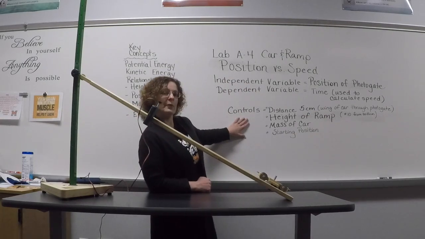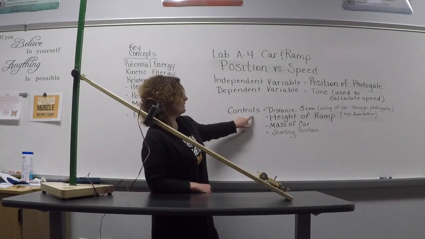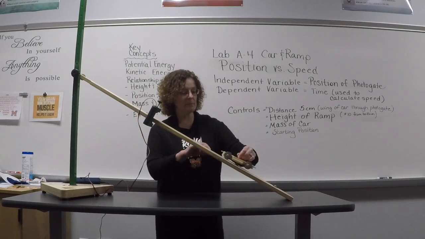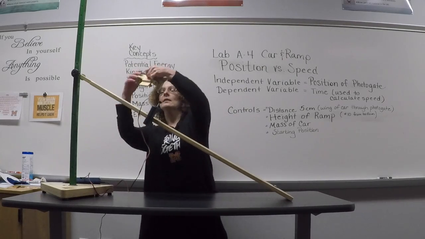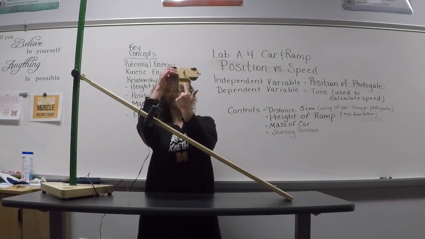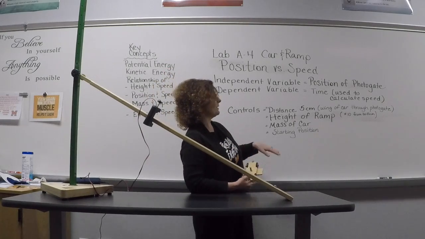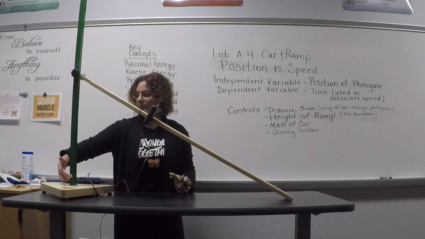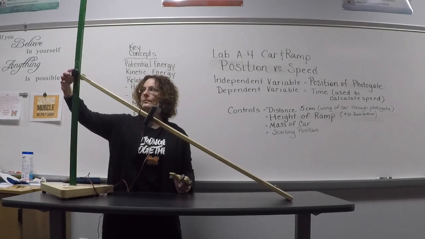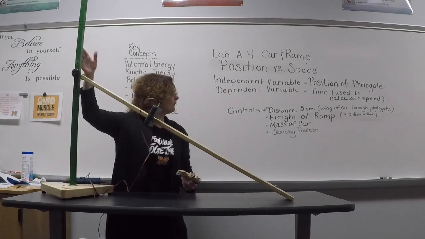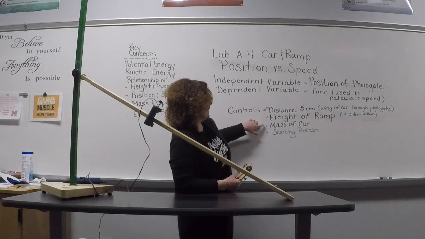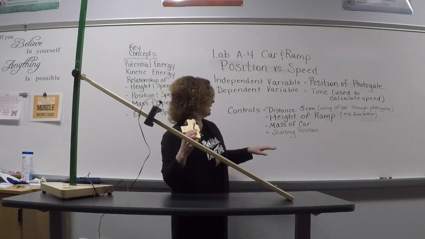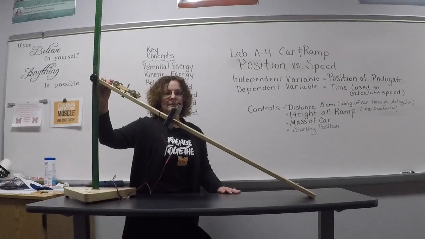Our controls are the things that we're keeping the same. The distance is still 5 centimeters. Remember, distance is this part of the car, the wing, all right, and that's 5 centimeters. That's not changing. The height of the ramp this time is going to be spot number 10 on our height bar from the bottom there. The mass of the car isn't changing, and the starting position.